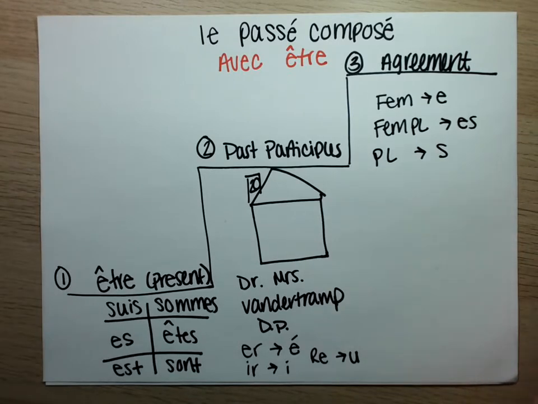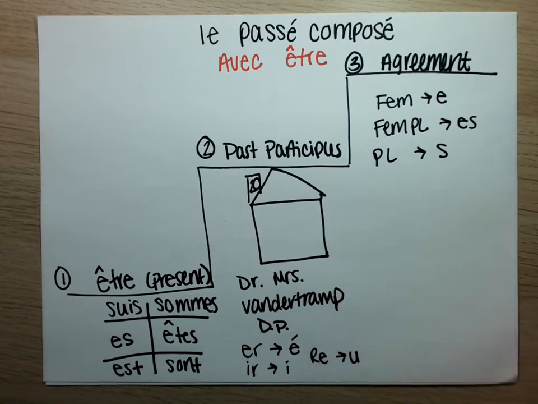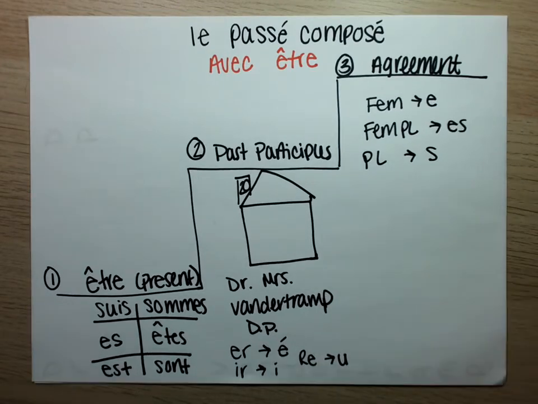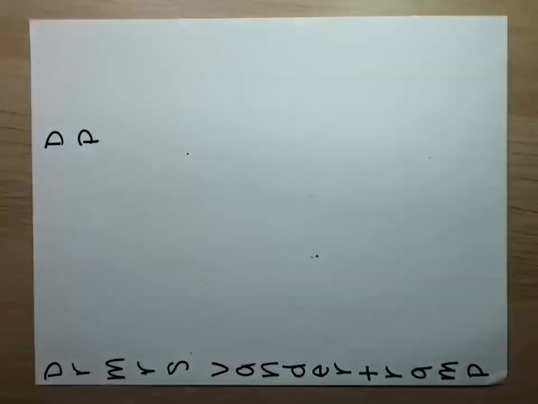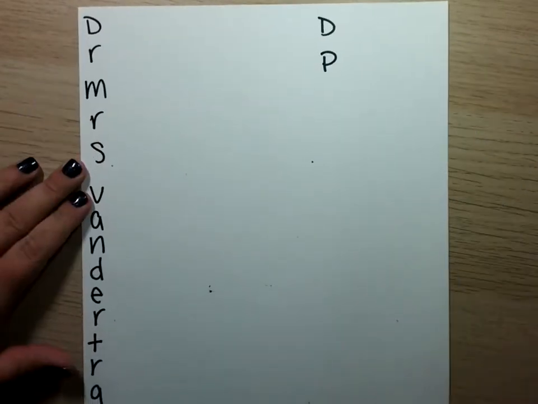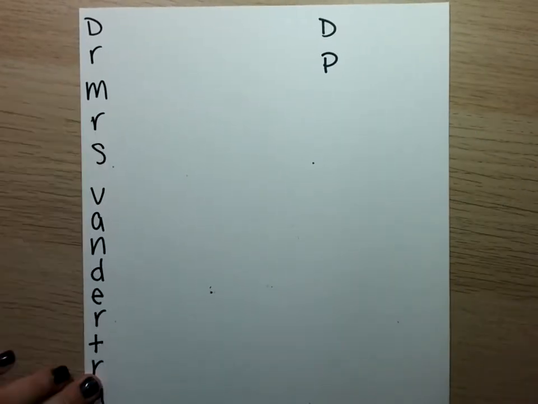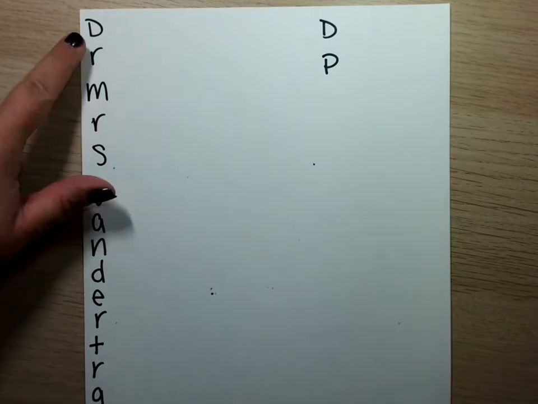All right, so let's go through and write out what all of these Dr. and Mrs. Vandertramp verbs are. All right, so I'm going to take away our notes here so we can talk about these irregular verbs. Now, I went through and I wrote out all of them. I wrote out all of the first initials. And we're going to go through and fill these out together and talk about which ones are irregular and which ones are nice and follow the rules.